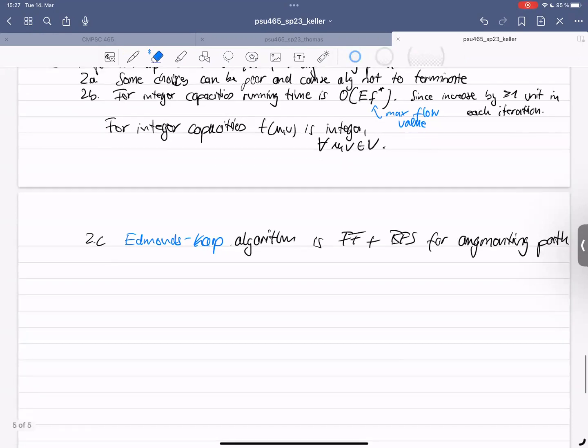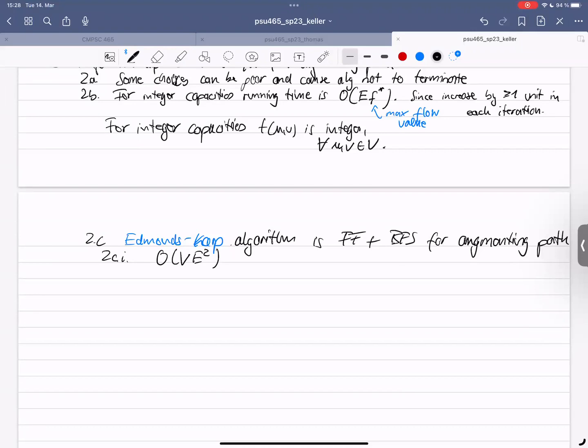What one can show, but we won't do this in this class, is that the running time of this algorithm will then be order number of nodes times number of edges squared. I'll try to avoid flipping between E and M. When I talk about M and N in the context of graphs, M will always be the number of edges and N always the number of nodes, but I'll try to be consistent here. So V, the number of vertices, times number of edges squared will be the running time of this algorithm.